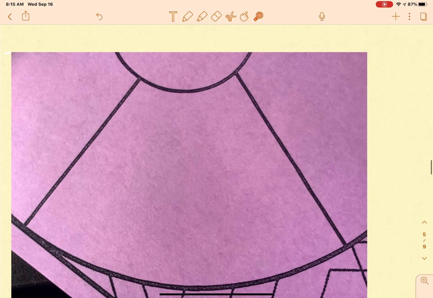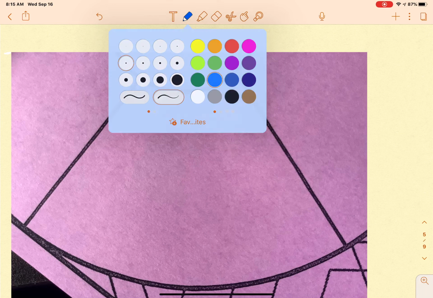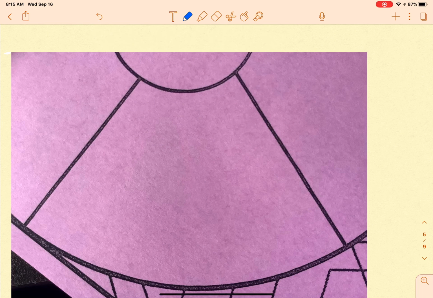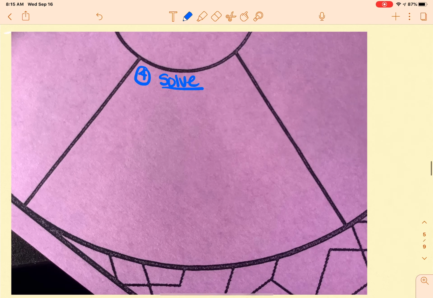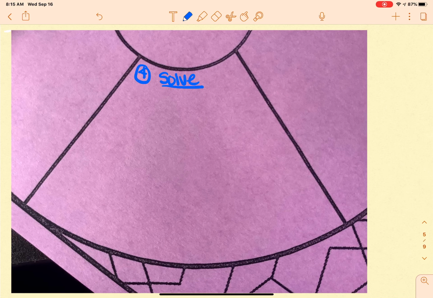Okay, let's go to our last one that we're going to do. So I'm going to have a number 4 that I'm going to solve, and a number 4 that I'm going to have to graph. So I have absolute value of 2x plus 3 plus 1 is greater than 6.